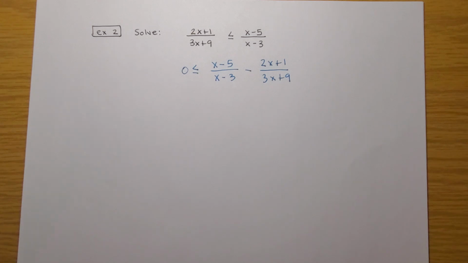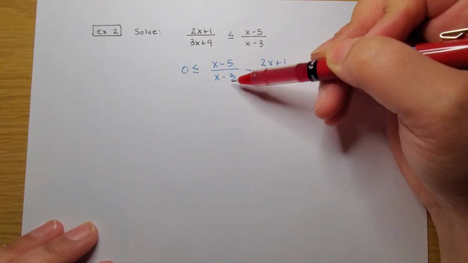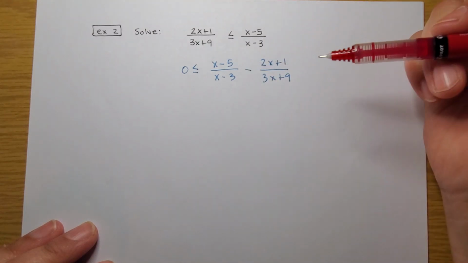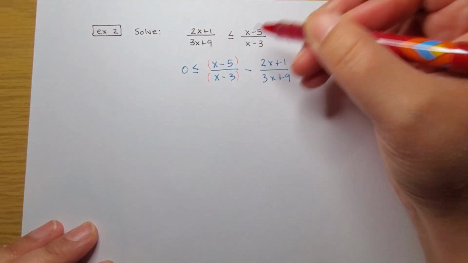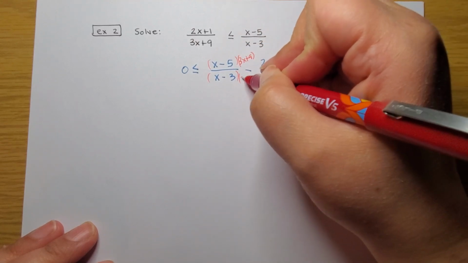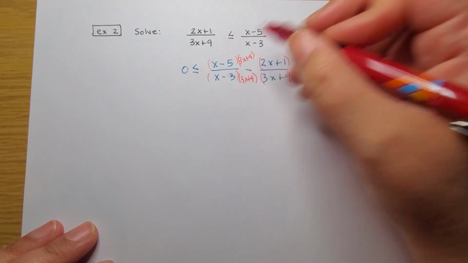Now, in order to solve this, I want to have 0 is less than or equal to a single rational expression. So I'm going to need to get a common denominator so that I can combine these two into one fraction. The easiest way to do that here is to multiply top and bottom of this rational expression by the other denominator, and vice versa. So I'm going to multiply top and bottom here by 3x + 9, and then multiply top and bottom of this one by x - 3.